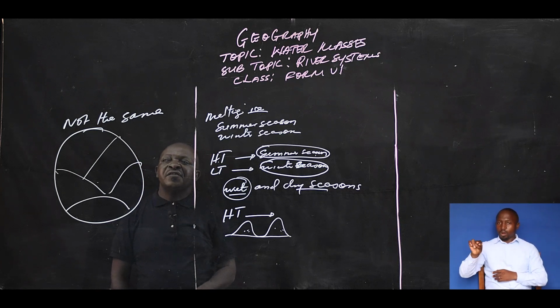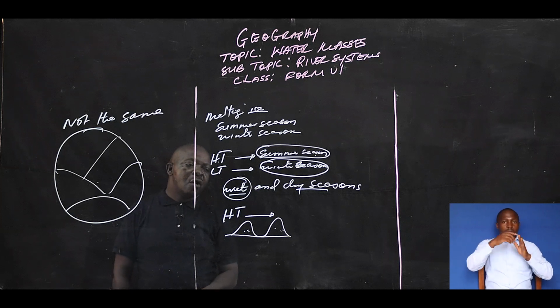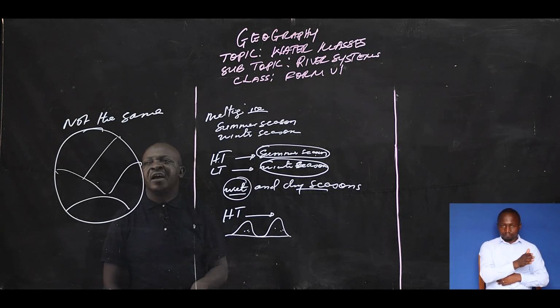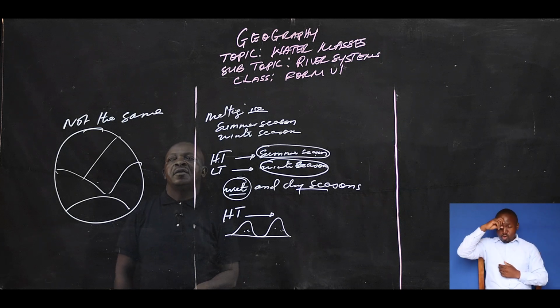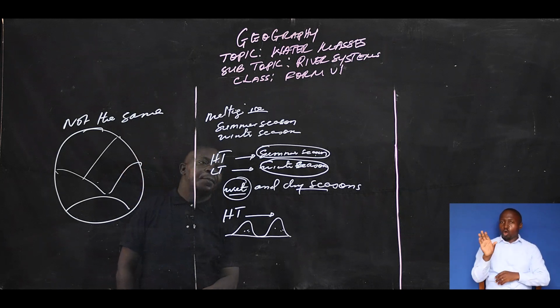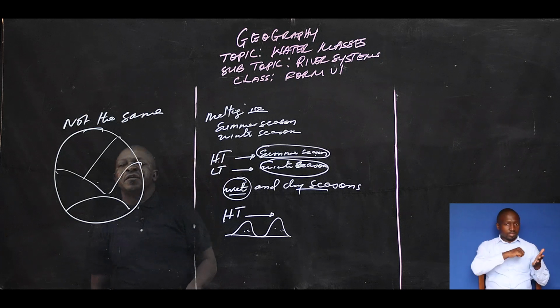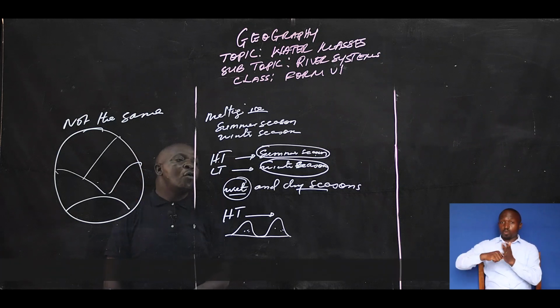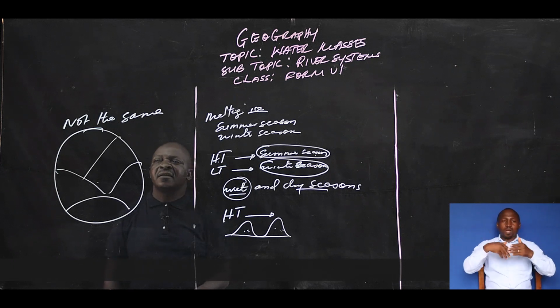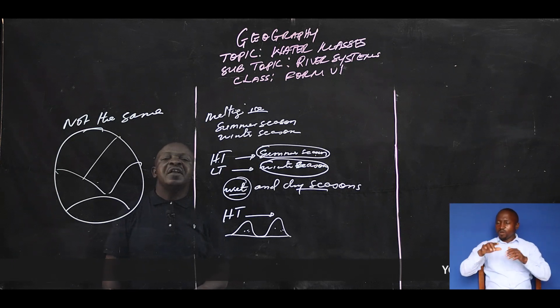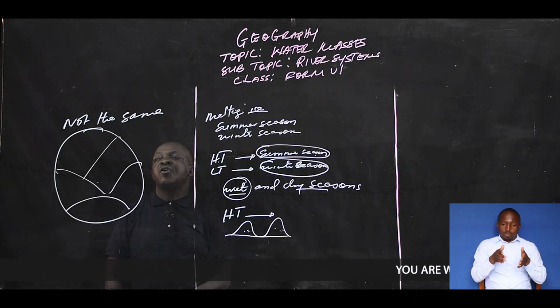Then we have hot desert climate. Hot desert climate by nature is hot and dry. The climate of high temperature, the climate of no or little rains. Thus, rivers in hot desert areas seldom flood.